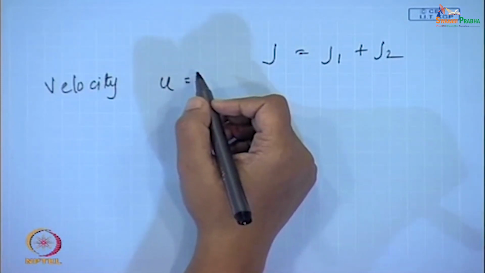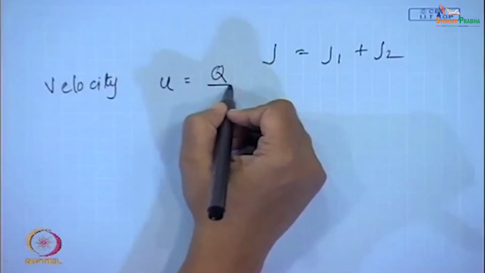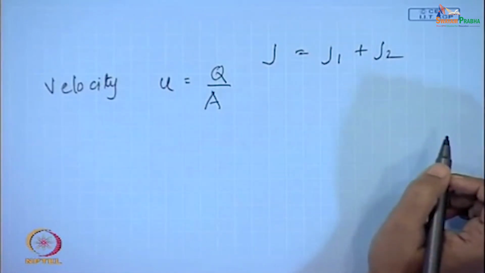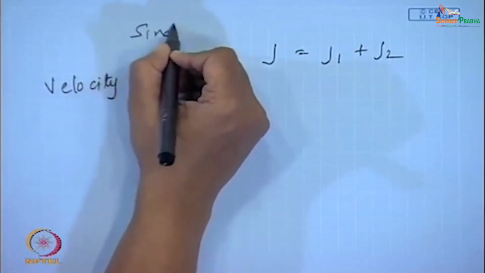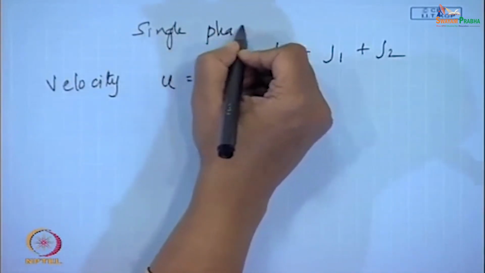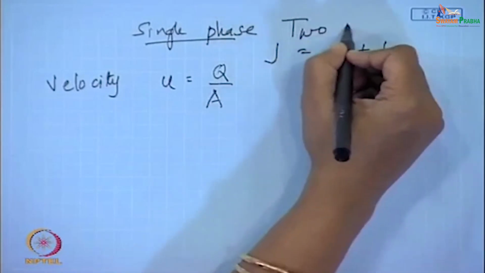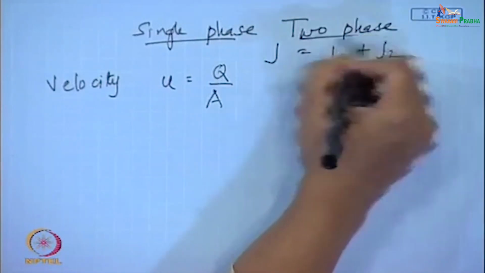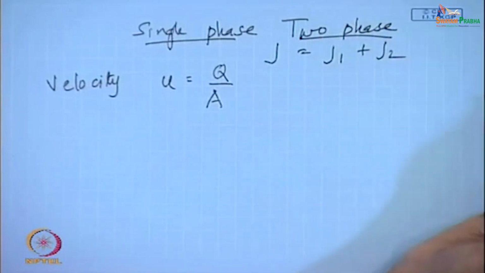It is the volumetric flow rate per unit area. So, therefore, it is equal to Q by A. Agreed? For single phase, it is equal to Q by A. What about two phase? Whatever I am teaching for two phase, the same thing is going to apply for three phase or other situations as well, only the number of properties will be more.